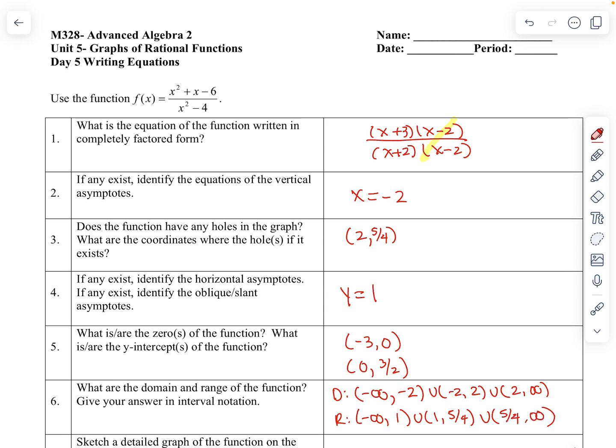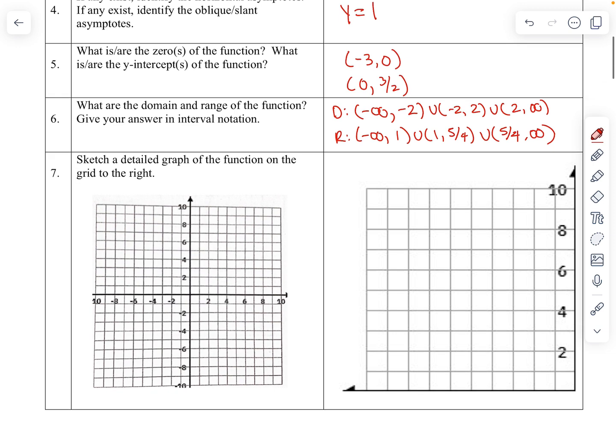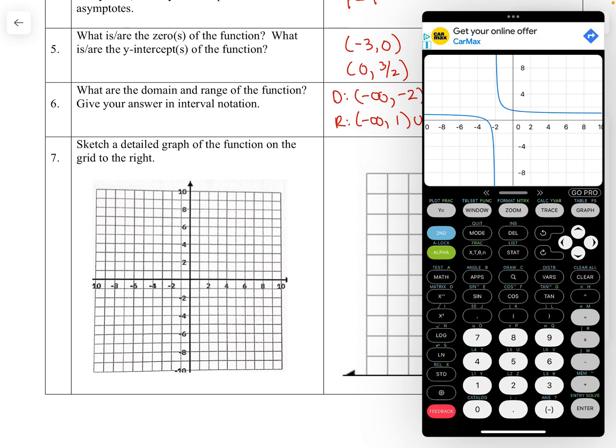And there we go. And then sketch a detailed graph. So I'm going to pull my function back over here on my calculator. Detailed graph. Remember, the expectations are that you would graph your asymptotes. You definitely have to graph a hole. You would definitely have to graph oblique asymptotes as well. And then we want to make sure that we get 2 to 3 points on each of the branches. And we want to also get arrows on those.